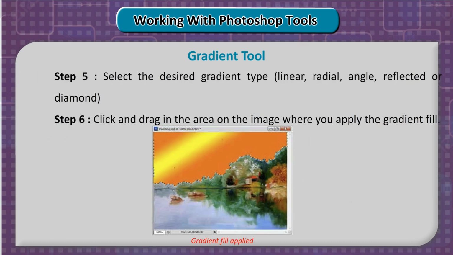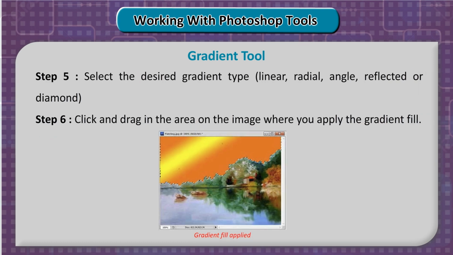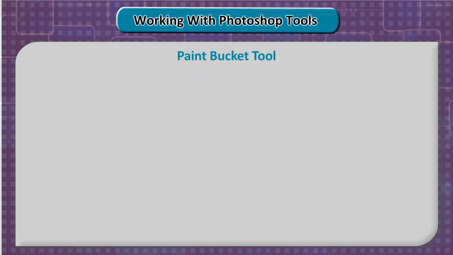Gradient style. Step 5. Select the desired gradient type, linear, radial, angle, reflected or diamond. Step 6. Click and drag in the area on the image where you apply the gradient fill. Gradient fill applied.